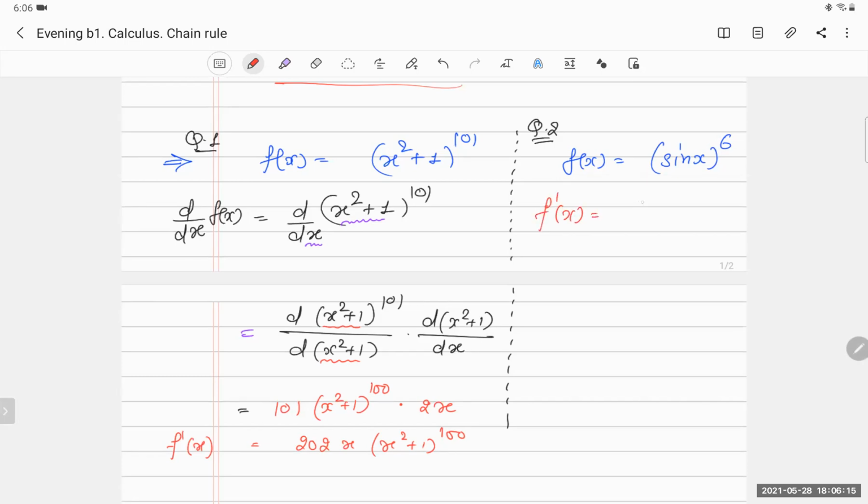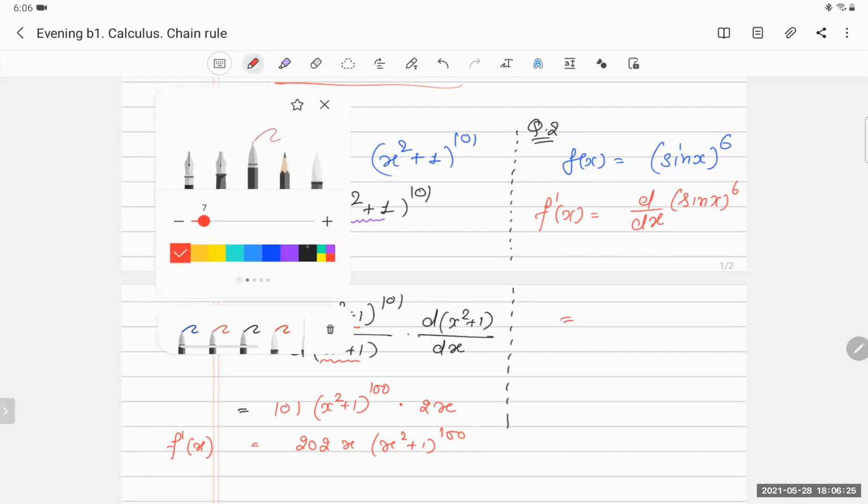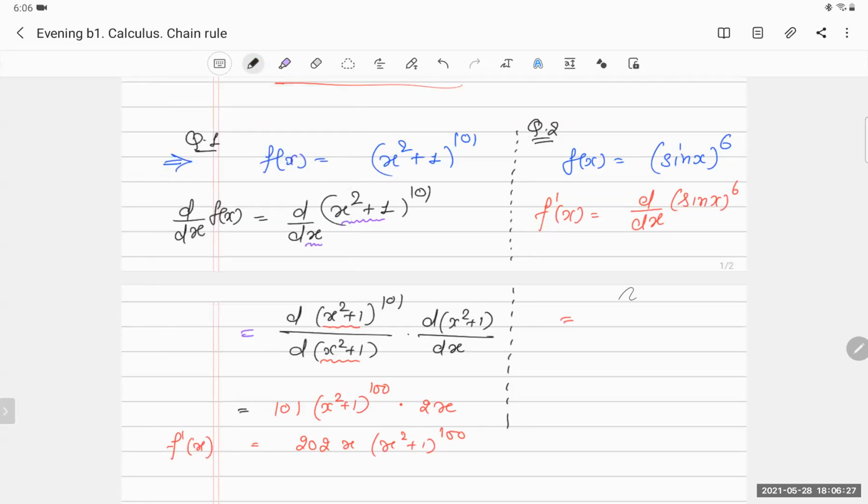Here f dash x will become dy dx of sin x raised to 6. So the answer will become what? 6 sin x to the power 5 into cos x. I will write it like this: 6 sin x to the power 5, and d of sin x upon dx. And what is the derivative of sin x? cos x. Okay. So these are the methods.